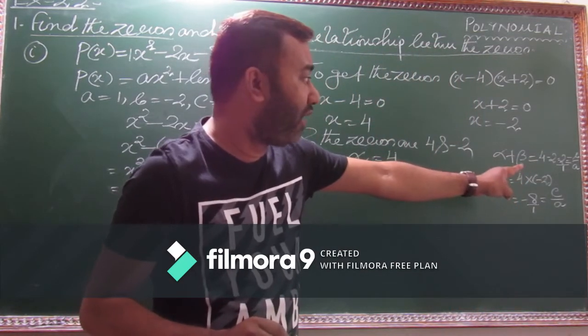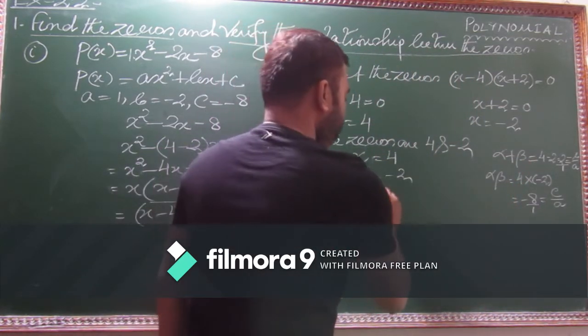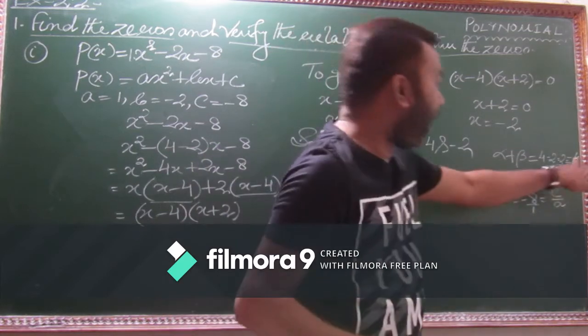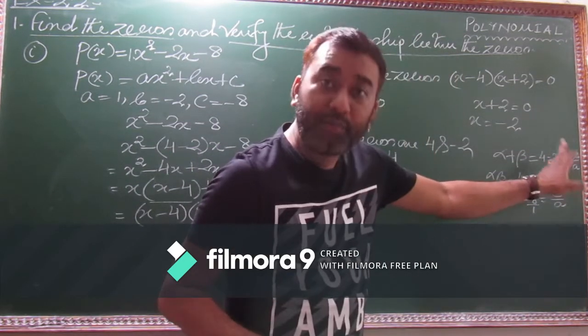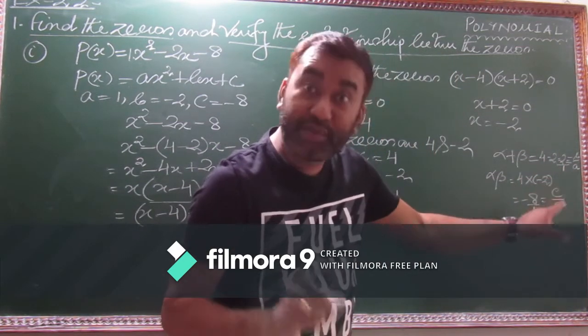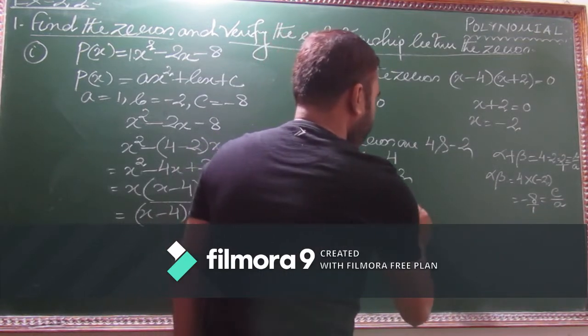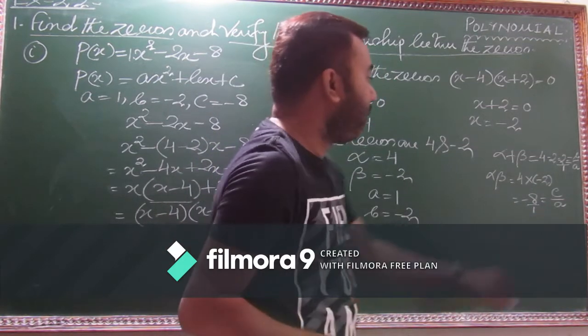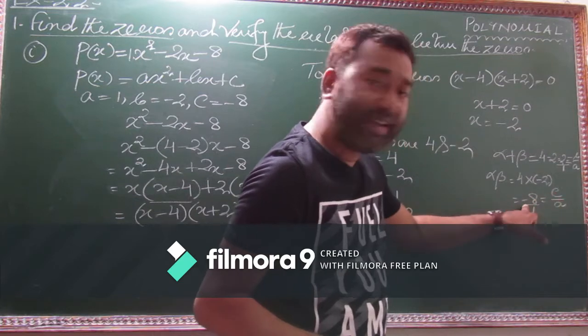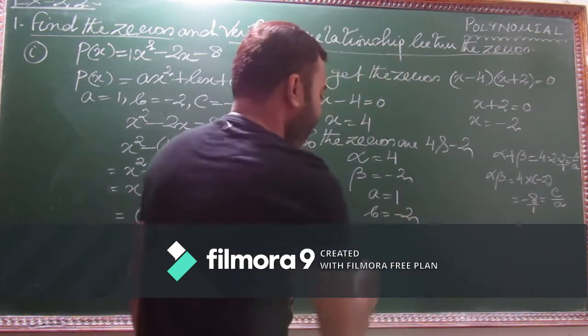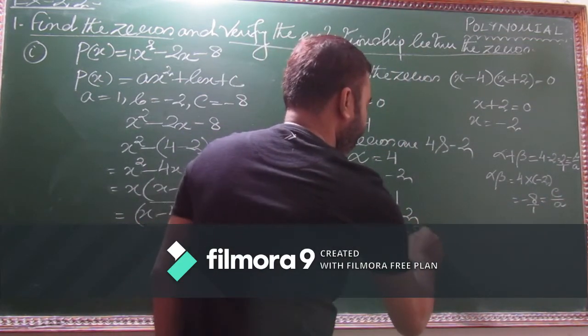What is b? Minus b is equal to 2, then b is equal to minus 2. Now c is equal to minus 8.